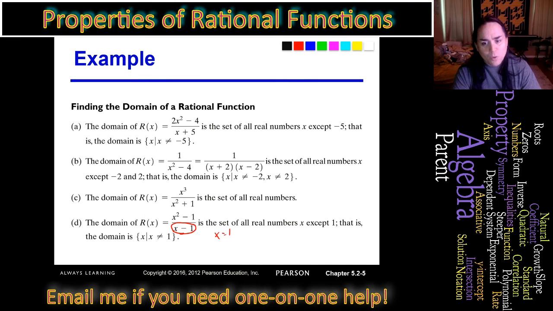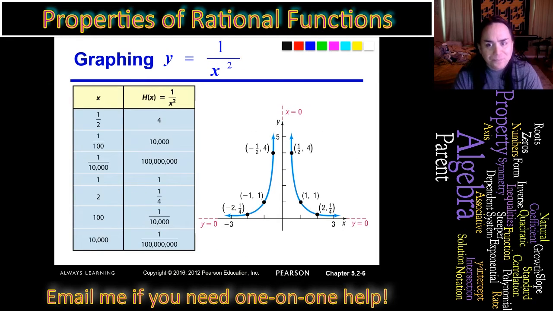And then finally, right here, x minus 1 equals 0. So if I add 1 to both sides, x equals 1. That means the domain cannot include positive 1. Pretty easy to understand. So what about this function?